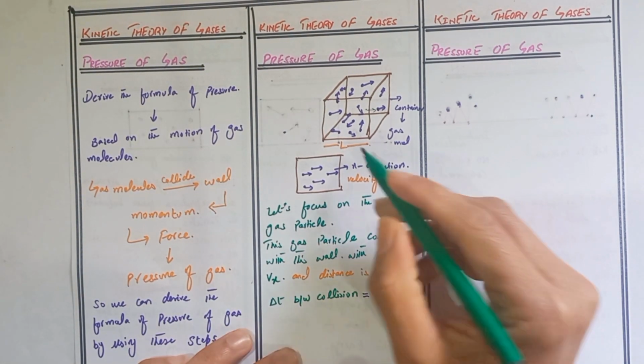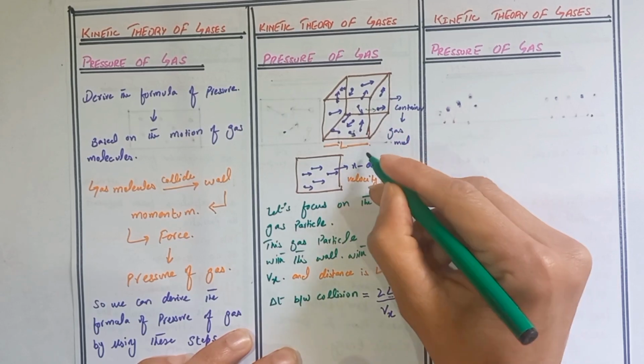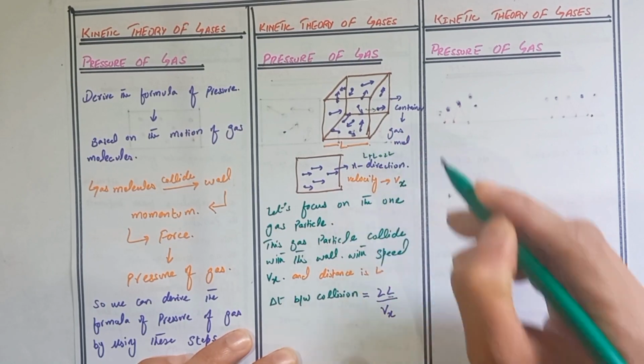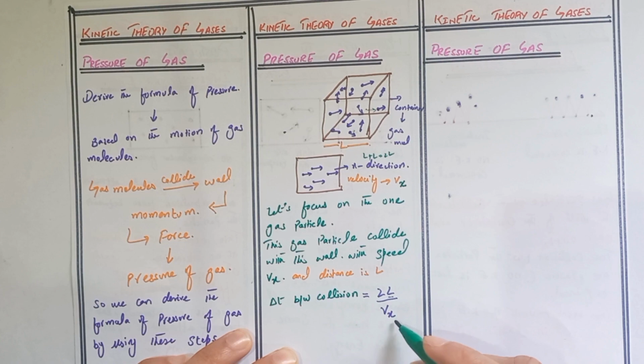How do we calculate the 2L? When the particle collides with this wall, it rebounds. When it rebounds, it also covers distance L. So L plus L is equal to 2L. So here the total distance covered is 2L, and it is moving with speed vx. So we can calculate the time in which it travels distance 2L with speed vx.